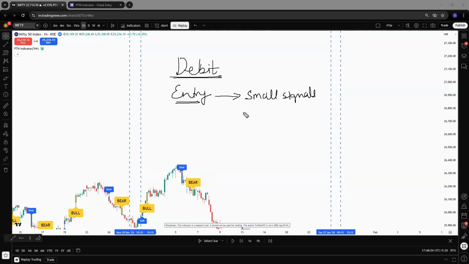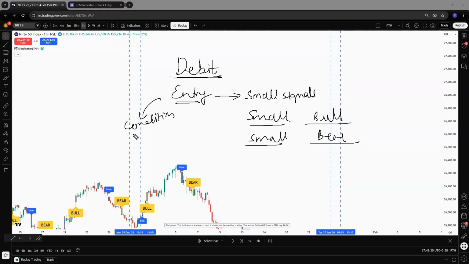What are the two small signals we have? We have small bull, and second, we have small bear. My entry will be based on the small signals. What is the condition? Listen to the condition properly: whenever there is a small bull signal or a small bear signal, I have to check the latest big signal.